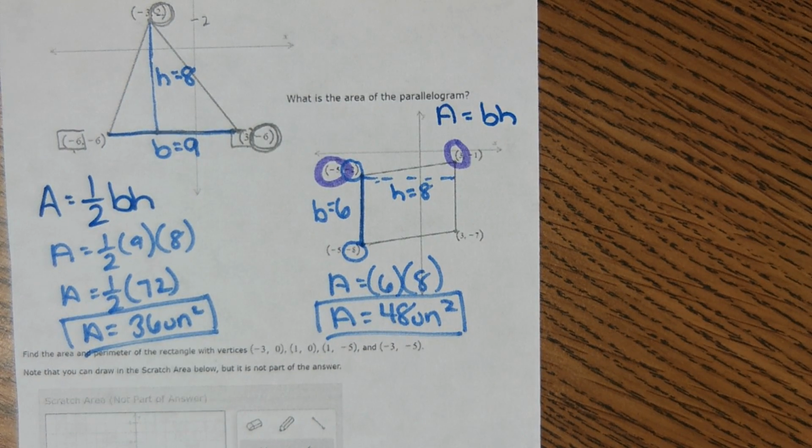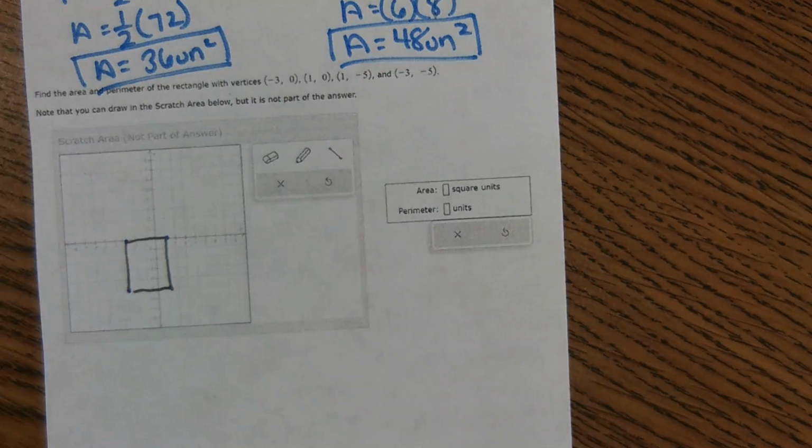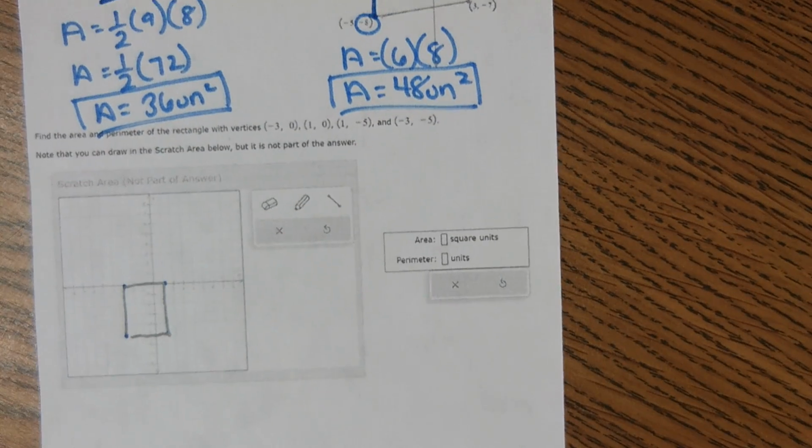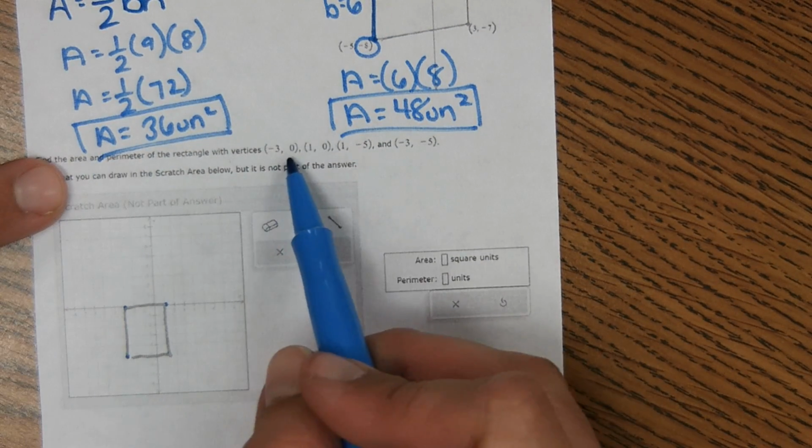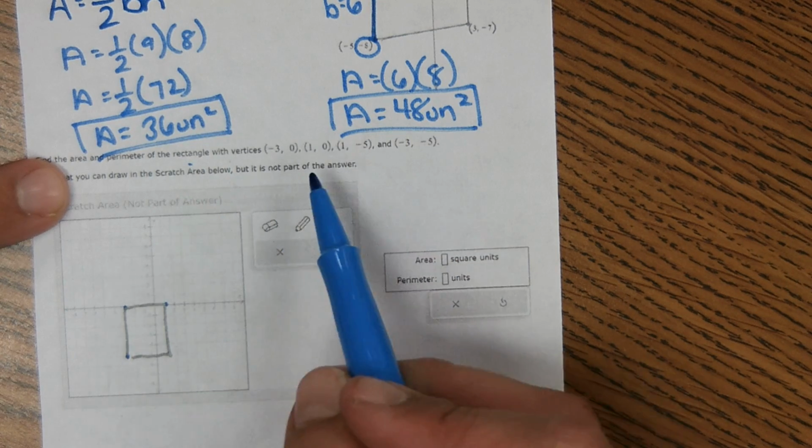The next question, you have a rectangle here. It says find the perimeter and area of the rectangle using these points.